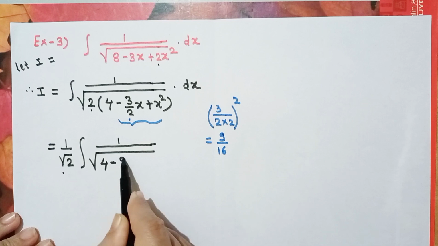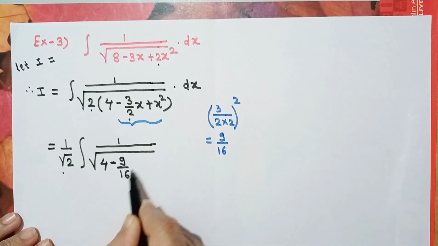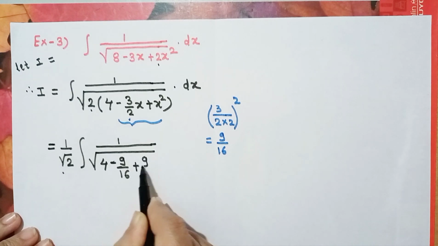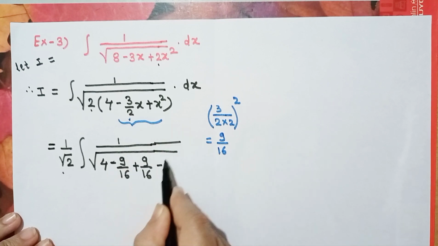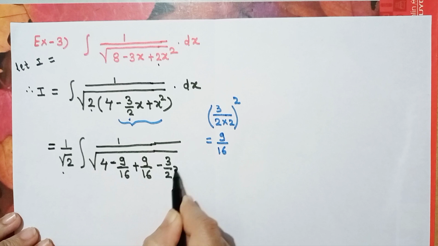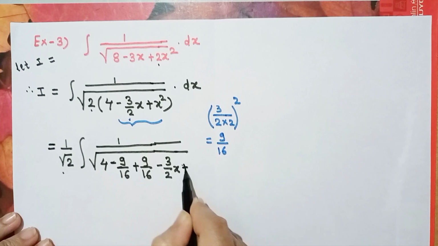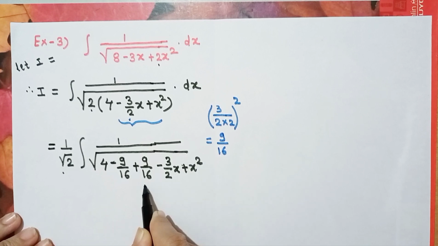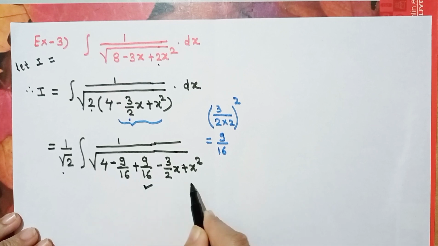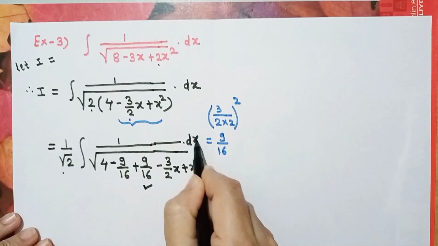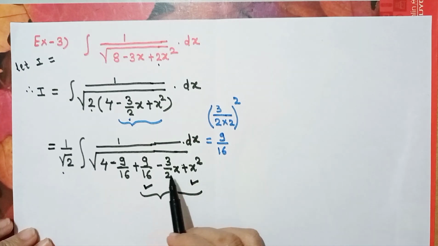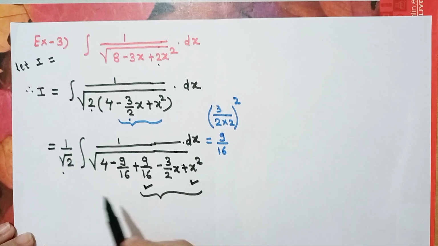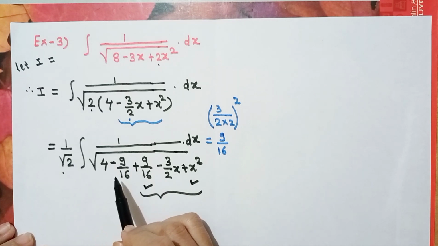So first I am writing minus 9 by 16, then I'll write plus 9 by 16, and then we will write minus 3 upon 2x and plus x square. That means the sign of this term should be the same as this square term, and here we will write dx. Now this means the expansion of a square term, so we will collect these two terms.